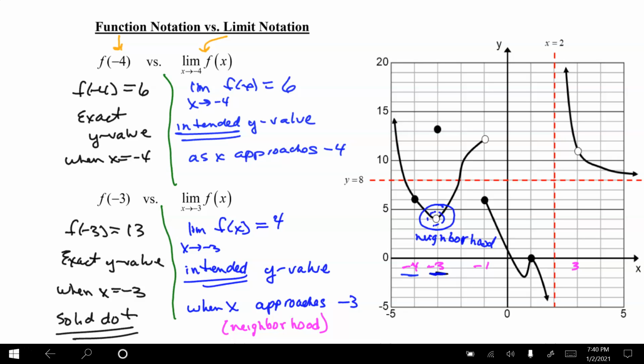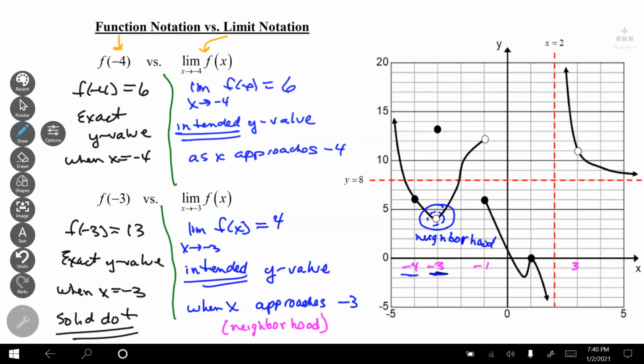No one knows the closest number to 1. It's not 0.9 or 0.999. No one knows. It's as close as you possibly can get to 1. Okay, and that's what's going on here. In this neighborhood, this y value is getting closer and closer to 4. It never gets there because there's an open circle there, but it gets as close as it possibly can.